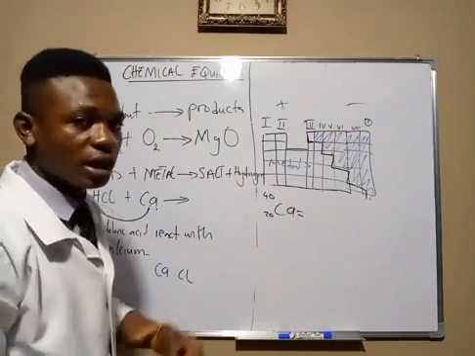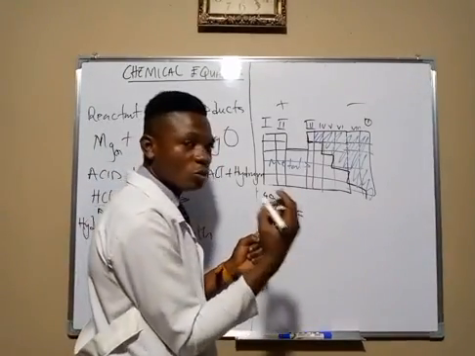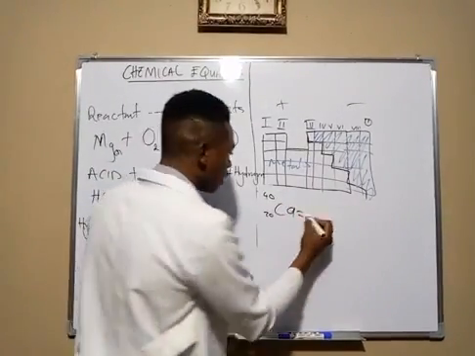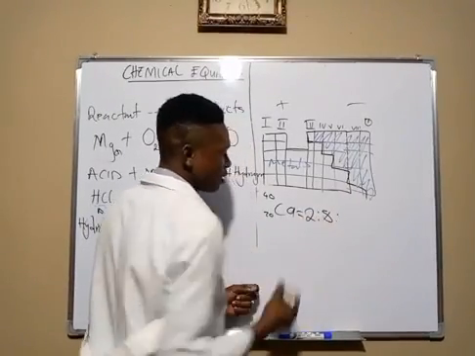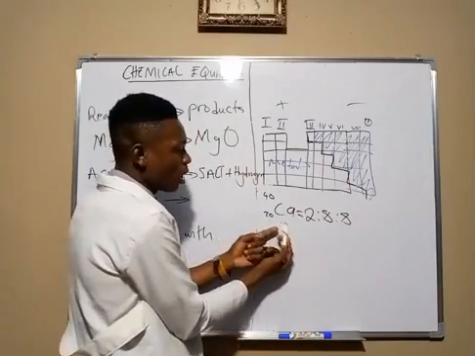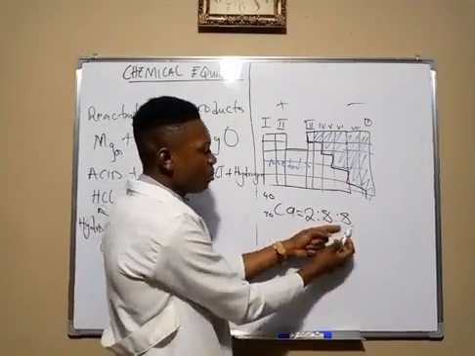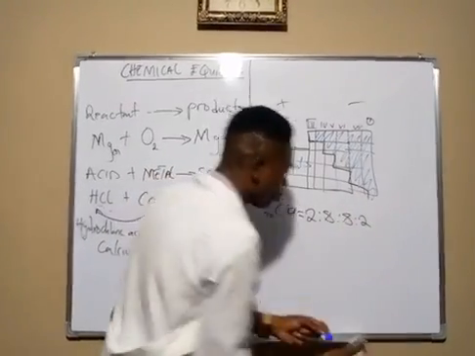So you draw the electronic configuration. This is 20, and you're supposed to split it. The first shell must have 2, the second shell must have 8, and the third shell must have 8. For it to be 20, 2 plus 8 is 10, plus 8 is 18. So for it to be 20, you are remaining with 2.